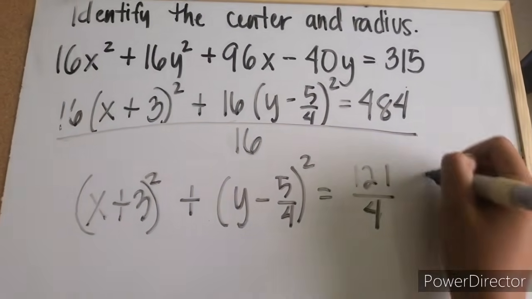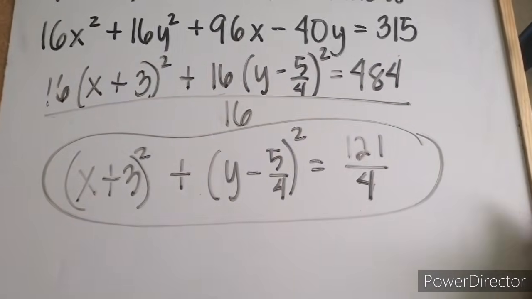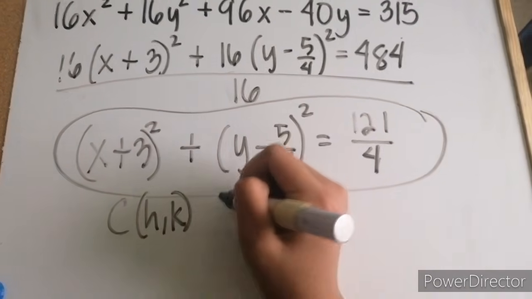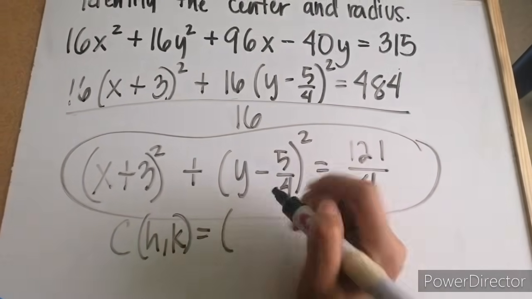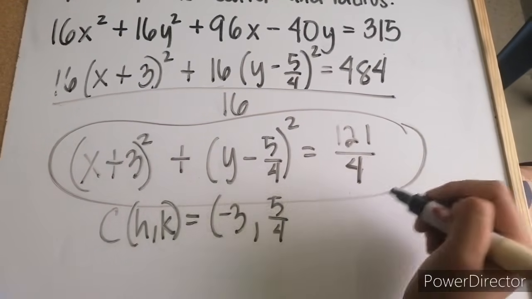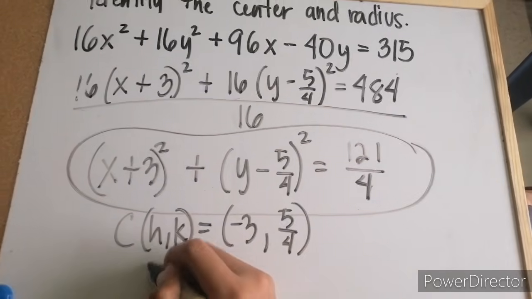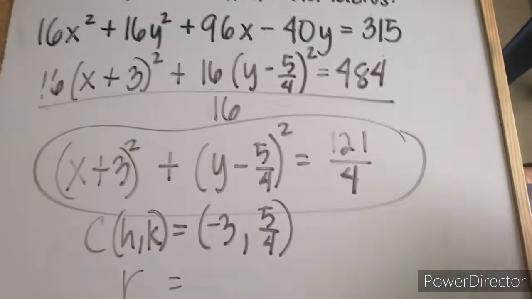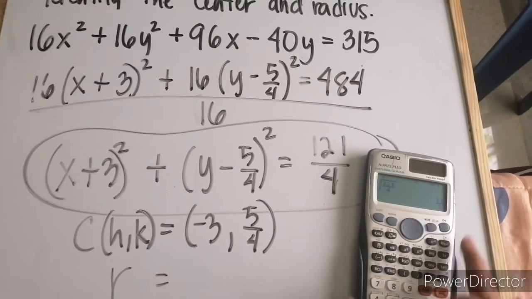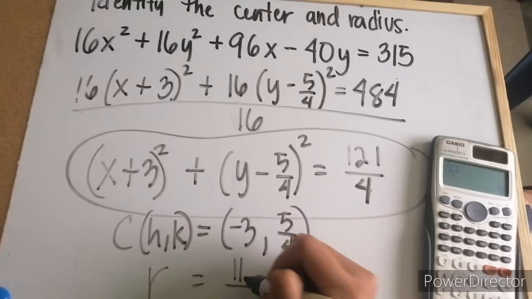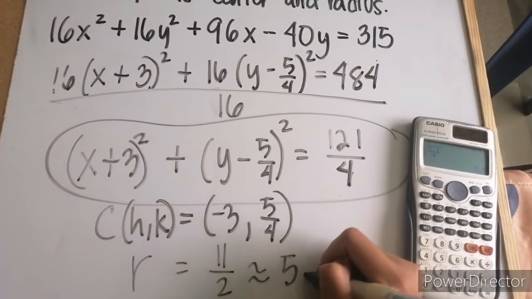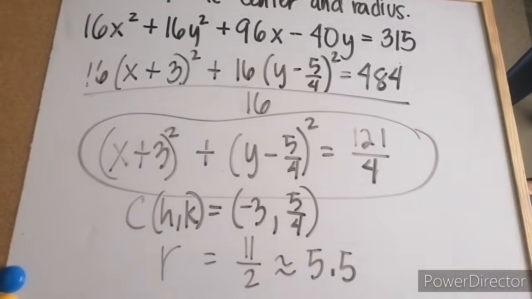Okay, and this is now our standard equation of the circle. Let's find our center. Center at (h, k). Our center is at (negative 3, 5 over 4). And our radius is equal to the square root of 121 over 4. That is 11 over 2. So our radius is 11 over 2, or approximately 5.5. So there you have it.